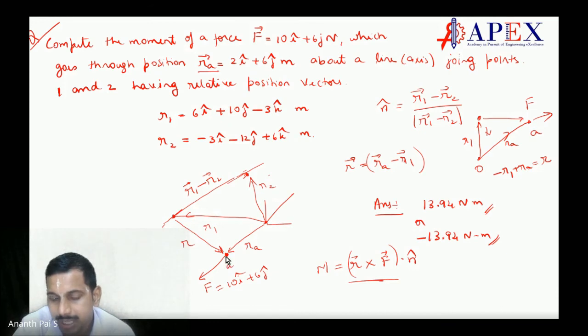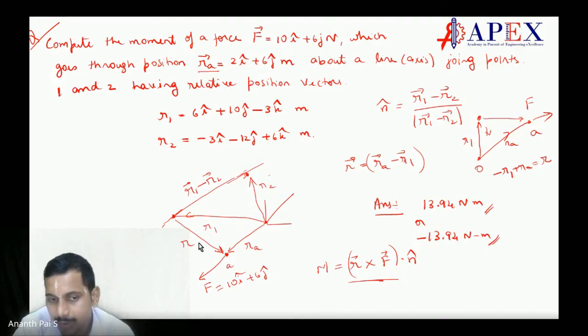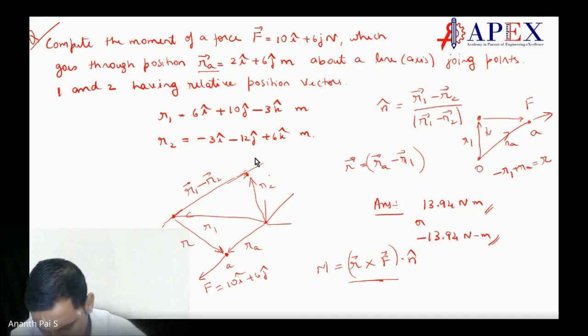Then the force is acting at this point. Observe. Correct. So R we have to take. What is R? R1 minus RA or R2 minus RA. Both are okay, or any point along the axis. Any point is okay. That's what we are trying to prove here.